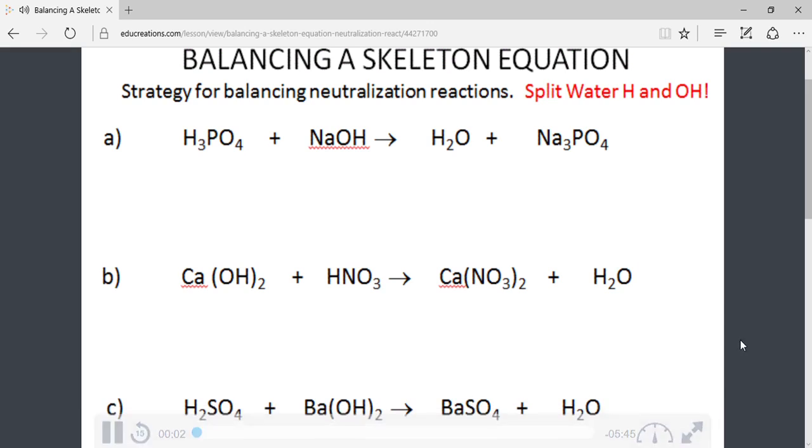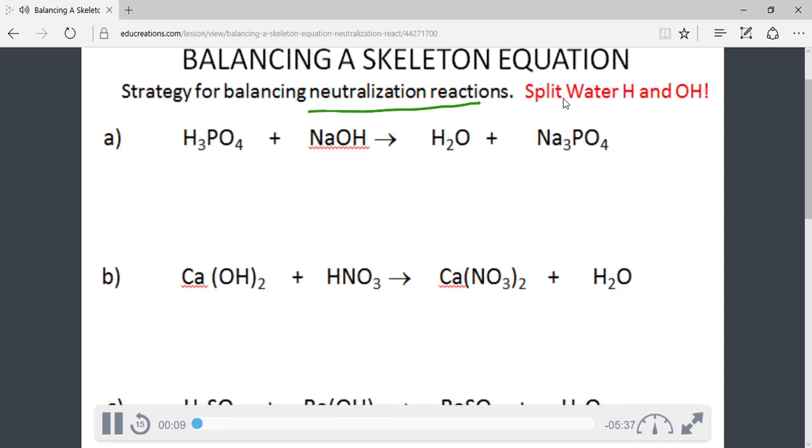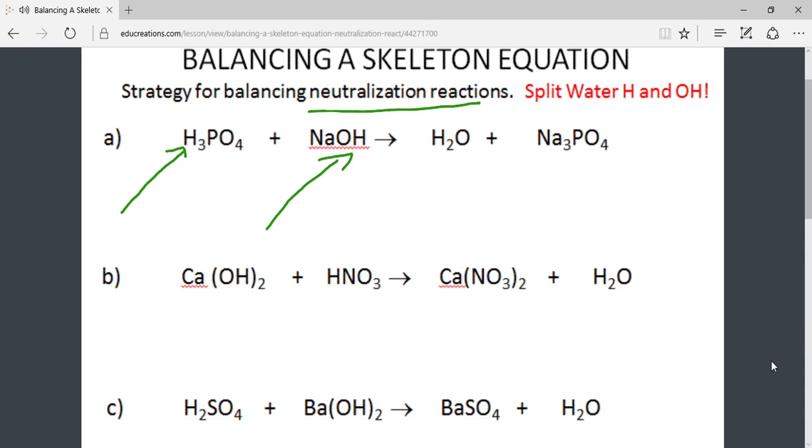This lesson describes a strategy for balancing skeleton equations that will be classified as neutralization reactions. To recognize a neutralization reaction, one should look at the reactants of the chemical equation. If one reactant begins with the hydrogen ion and the other ends with the hydroxide ion, or OH, this describes a neutralization reaction, and one of the products will always be water. Identifying neutralization by looking for these characteristics will help you employ the strategy that we are about to discuss.